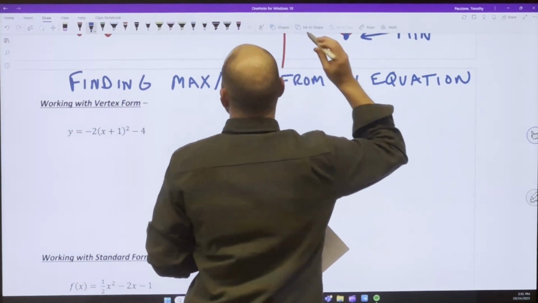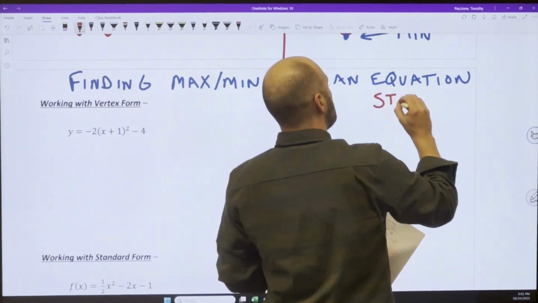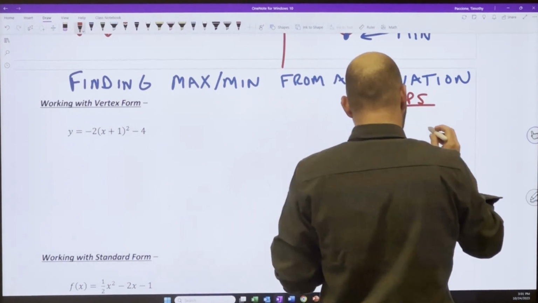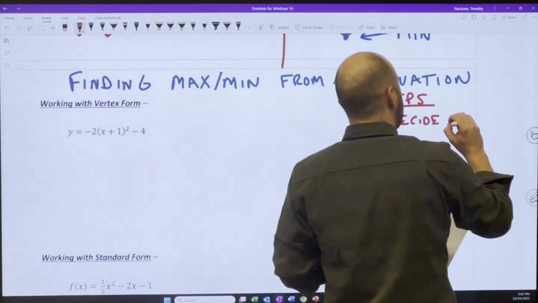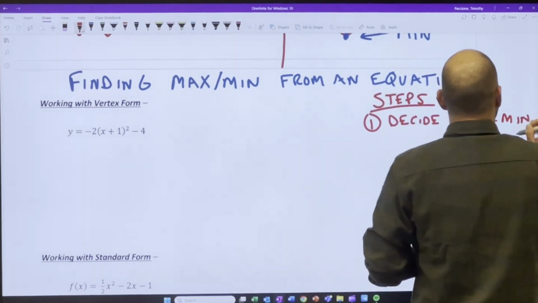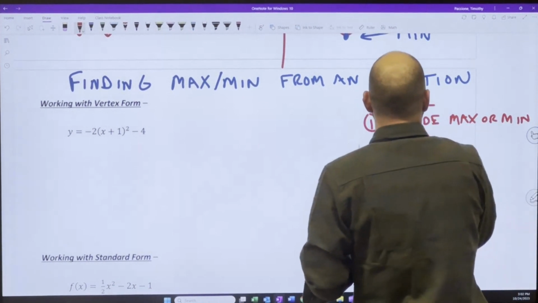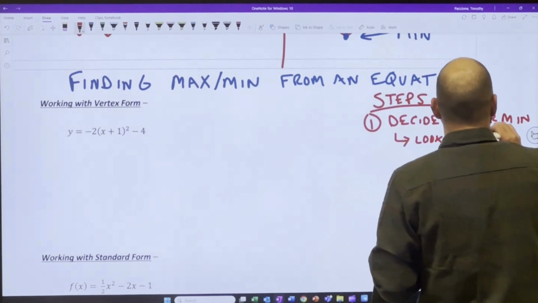And in order to do that, doesn't matter what the equation is, you have a couple steps. Step 1 is decide max or min, right? You have to decide, do I have a max or a min? Because it's going to be one or the other. And what do we say tells us that? The A value, right? So look at A value.